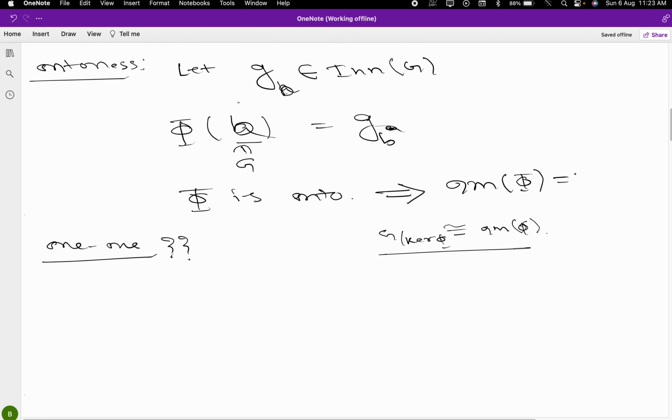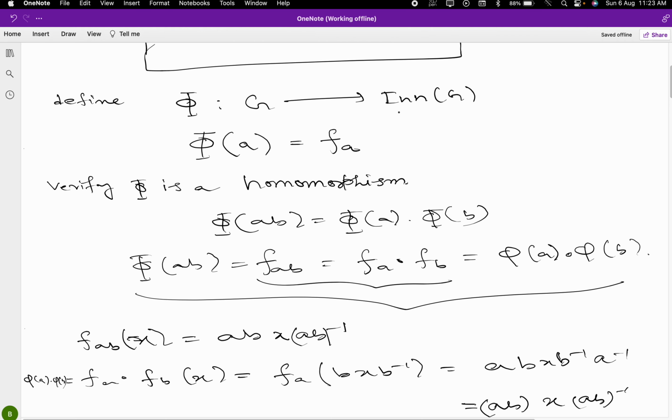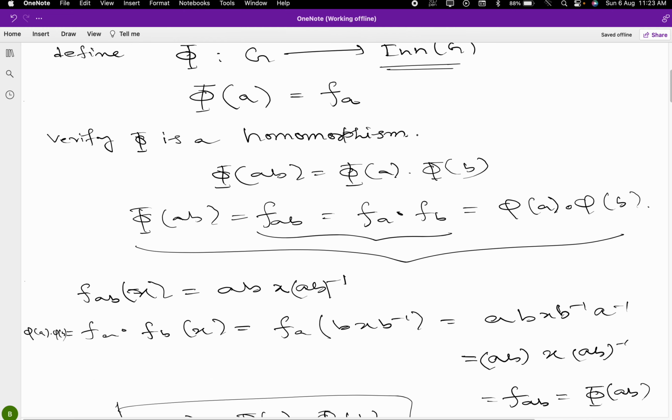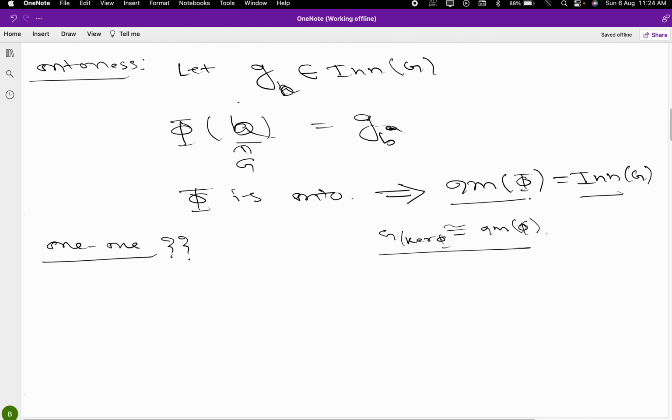is actually the inner automorphism of G, because this is the codomain, and the codomain will be equal to the range, because the function is going to be onto. The function is onto, right? Because the function is onto, this means the image of phi is actually the inner automorphism of G. We don't need anything but 1-1-ness. We don't bother about whether it is going to be 1-1 or not.